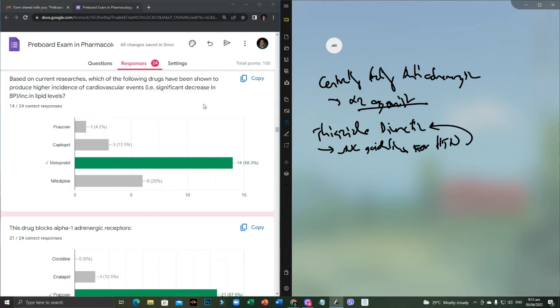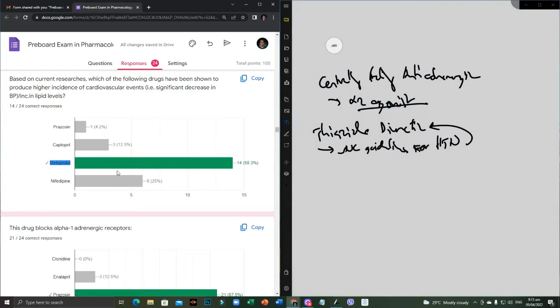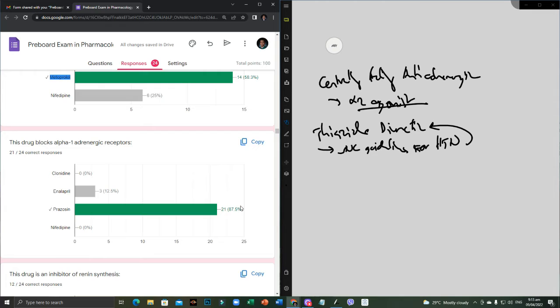Based on current research, which of the following drugs have been shown to produce a higher incidence of cardiovascular events, such as an increase in lipid levels or significant decrease in blood pressure? Very good. Beta blockers, class, are said to cause an increase in lipid levels. Hence, metoprolol would be the correct answer here. This drug blocks alpha-1 adrenergic receptors. Any drug that ends in -zosin, so we have prazosin.